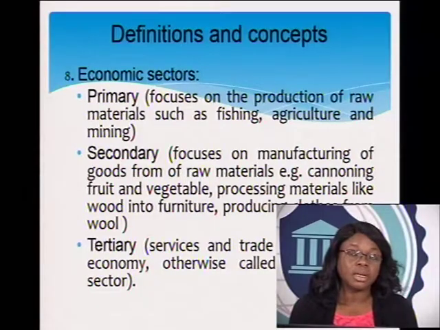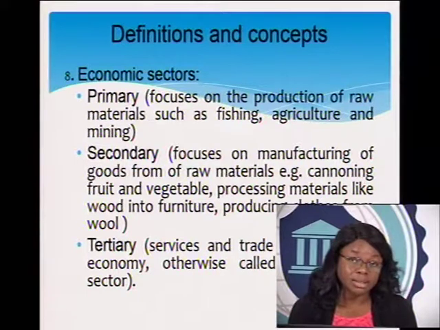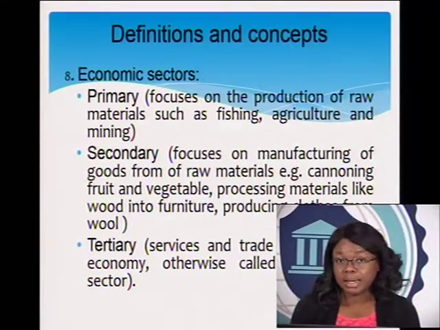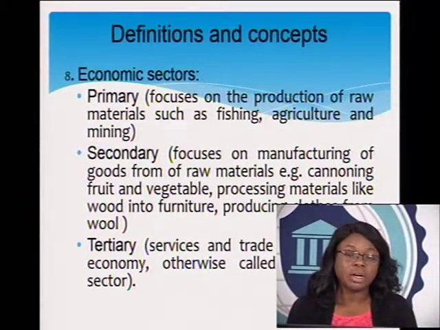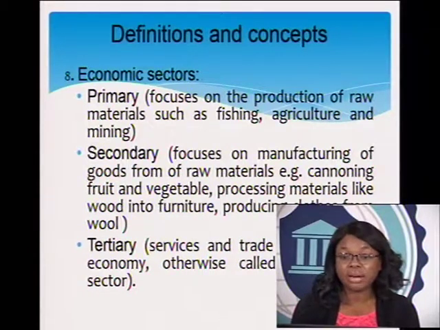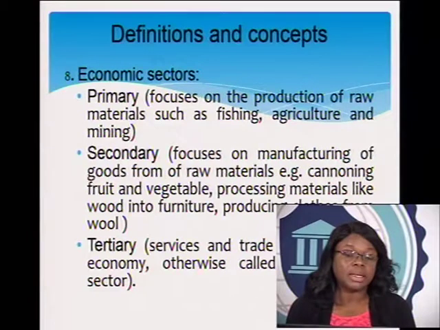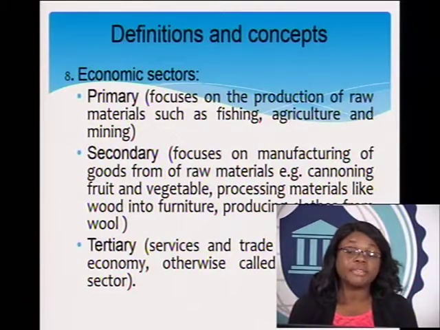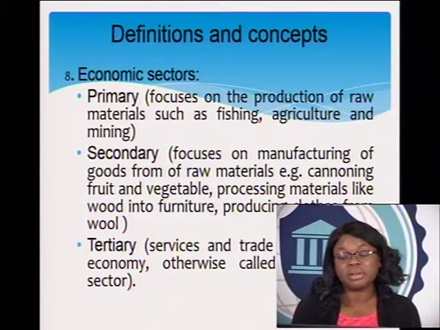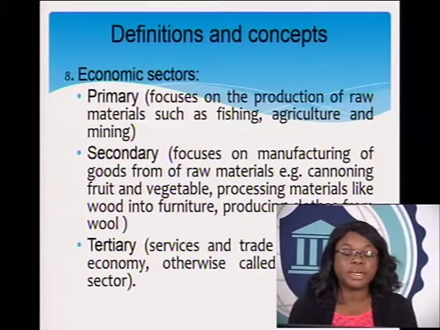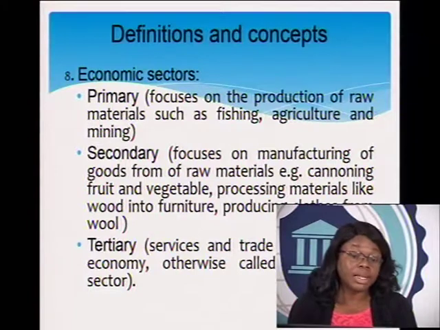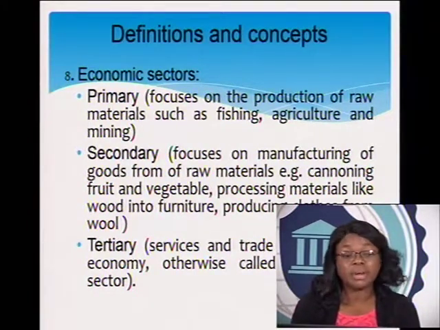Then we go to economic sectors. Every economy is divided into sectors. And the first sector is the primary sector. What is the primary sector all about? This focuses on the production of raw materials such as fishing, agriculture, and mining. The primary sector basically deals with the production of raw material. The secondary sector focuses on manufacturing of goods from the raw material, such as fruit and vegetable processing, turning wood into furniture, and producing clothes from wool. That is the secondary sector, which is the manufacturing sector.